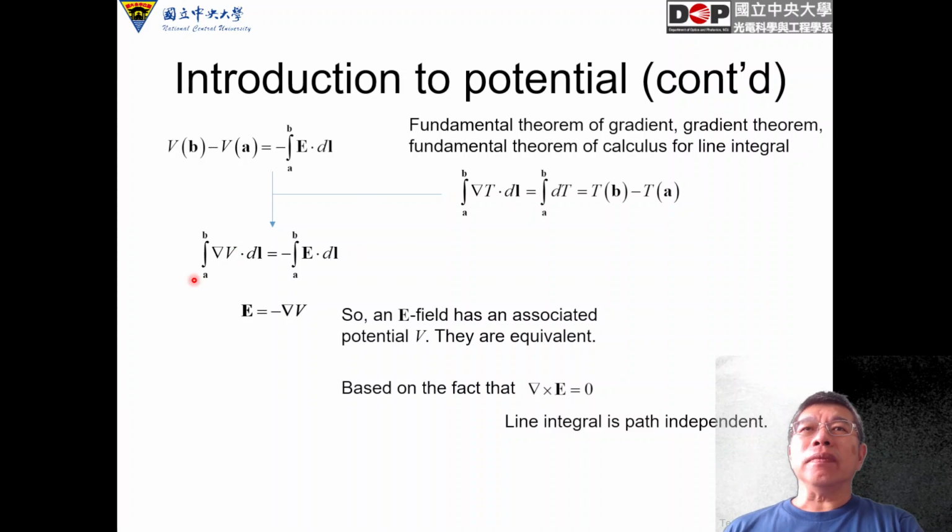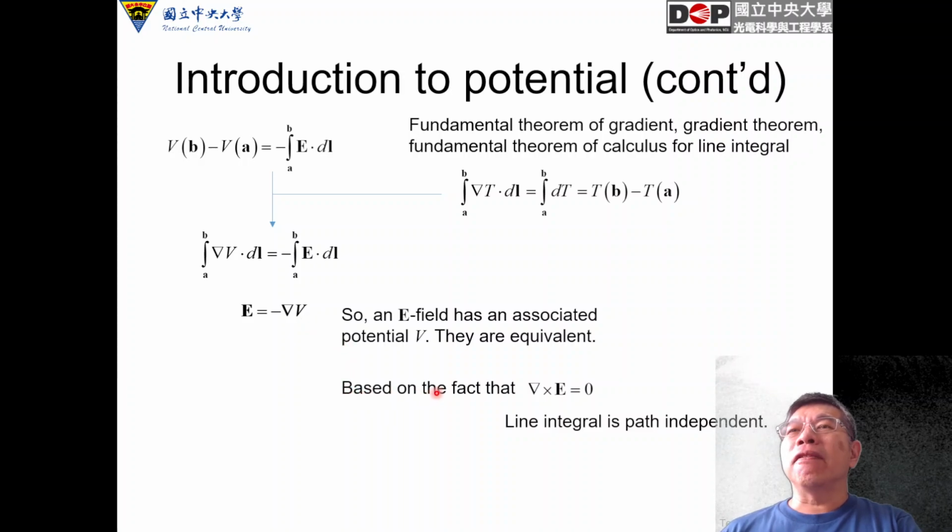By that, what we define as the potential V is actually just satisfying this. So eventually, we can conclude that the electric field is equal to the gradient of this electric potential, with a negative sign. So an electric field has an associated potential V, which is what we really wanted. They are equivalent. These are the most fundamental relations of the potential, and we are going to use this potential later on.